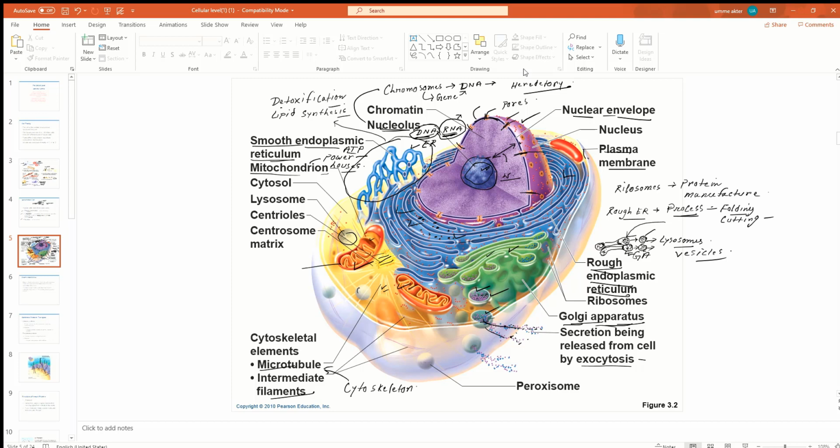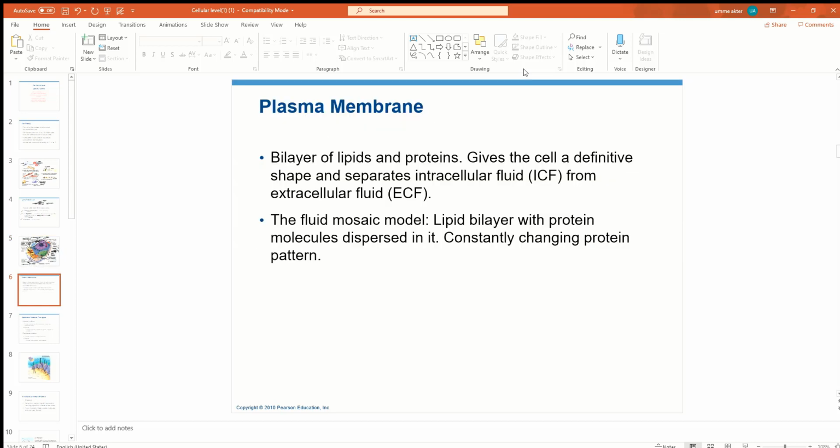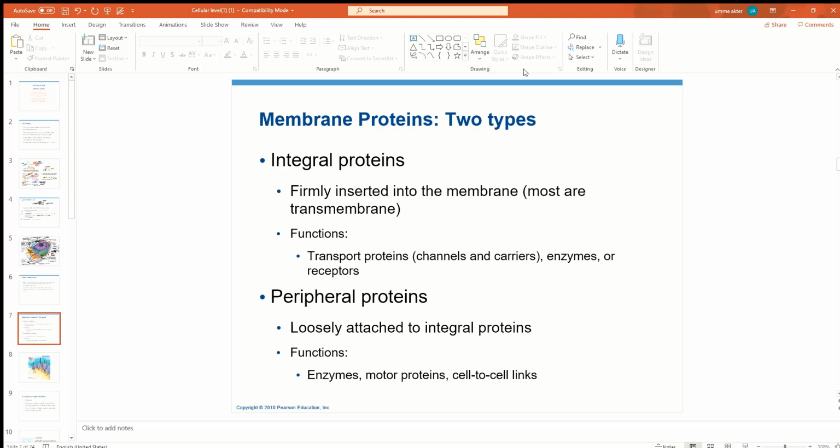Microtubules and microfilaments. These thread-like structures you see here. Now we'll see the microscopic structure of the plasma membrane.